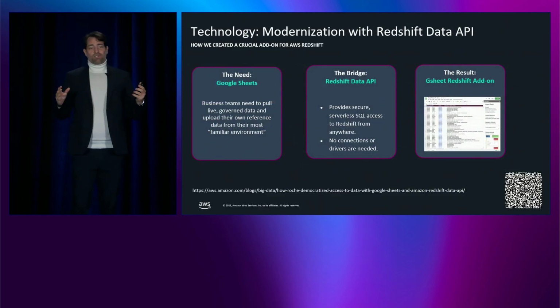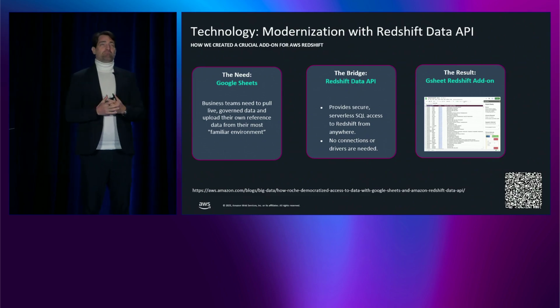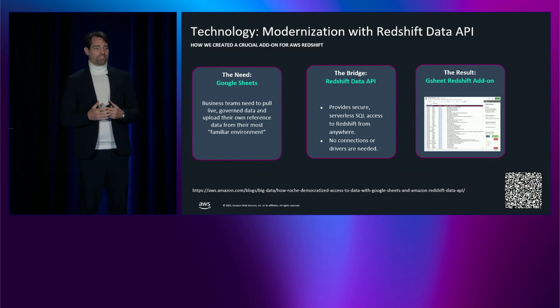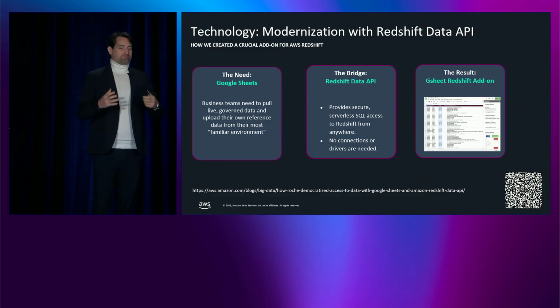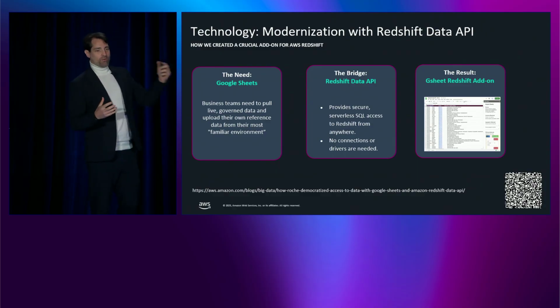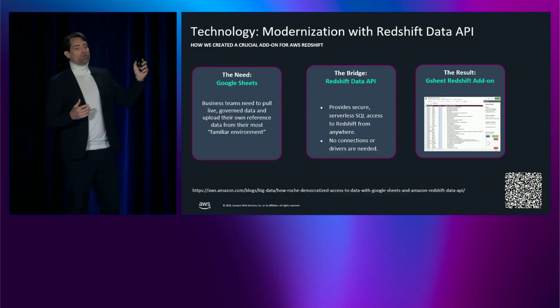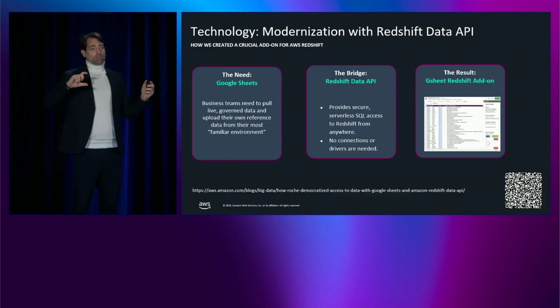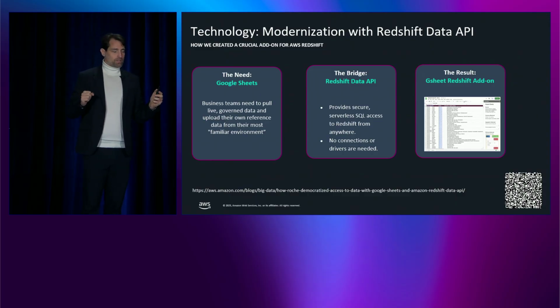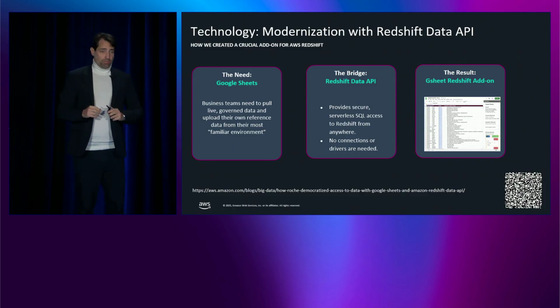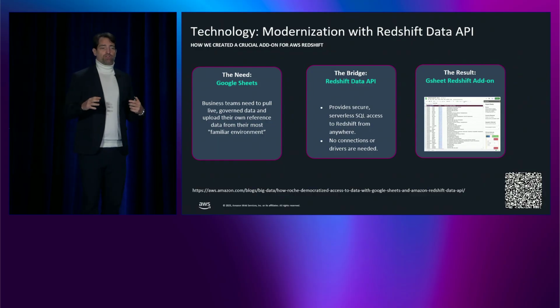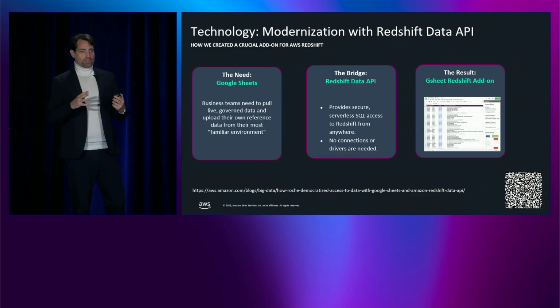Then there's also the battle that we realized we cannot win. It's the spreadsheet battle. So if you cannot win a fight, we embraced it. So what we've done is we built a Google Sheet add-on that connects to Redshift. How we did that is with a service called Redshift Data API, which is really great because you don't need a driver, you don't need a complicated setup. It's basically an HTTPS interface to Redshift.